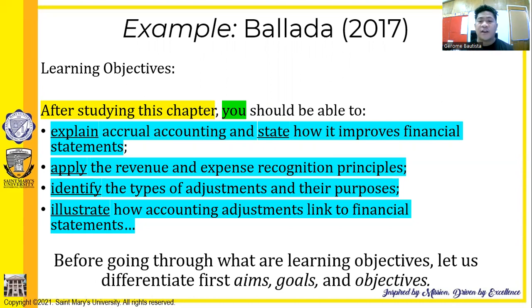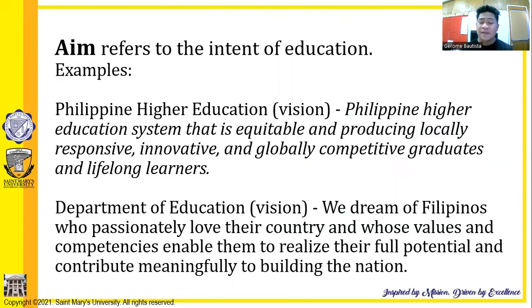So before going through what are learning objectives, let us first differentiate what is an aim, what is a goal, and what is an objective. So aim refers to the intent of education. For example, we have the general intent of the Philippine higher education. So you are college students, you are included here, that the Philippine higher education system that is equitable and producing locally responsive, innovative, and globally competitive graduates and lifelong learners, which means when you are enrolled in a college or a university, this is one of the aims of the institution that you are enrolled in.